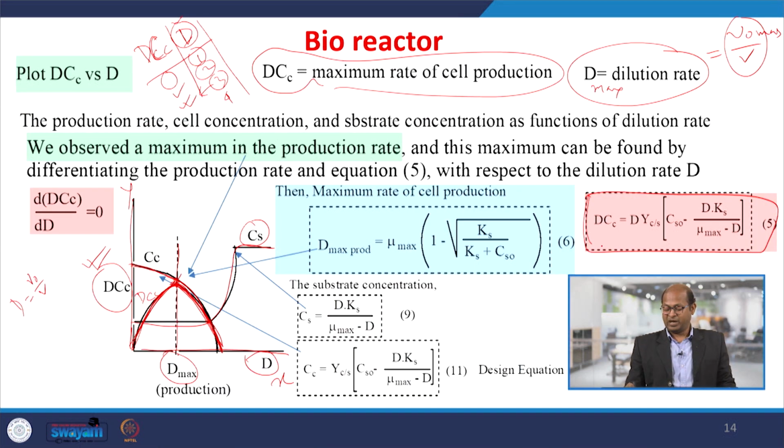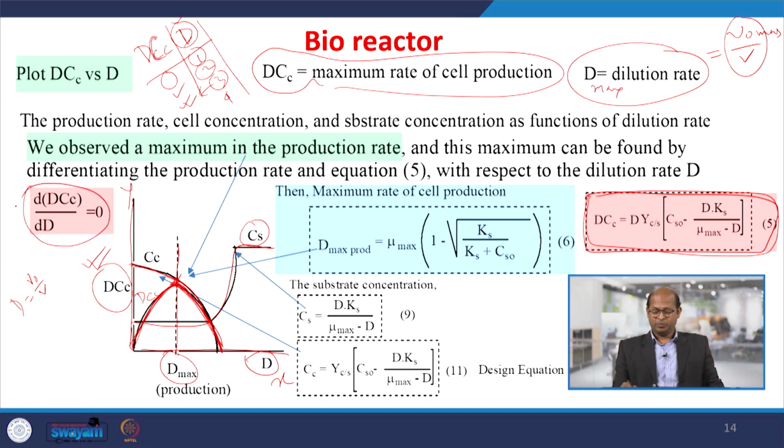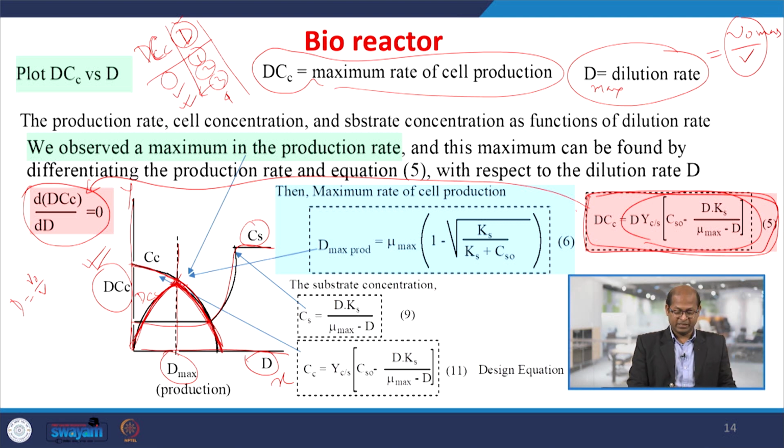So, equation 5, if we differentiate with respect to d and put it equal to 0, means we are differentiating equation 5 with respect to d and putting the left-hand side 0. Then whatever the right-hand side is, that would fulfill here: the slope equals 0, dCc/dd equals 0 at this particular point.